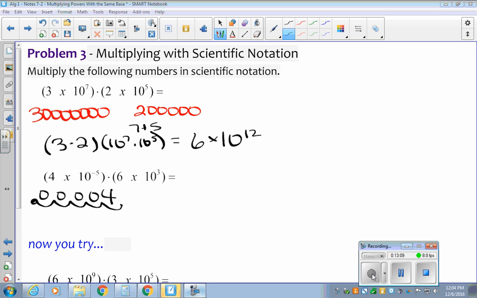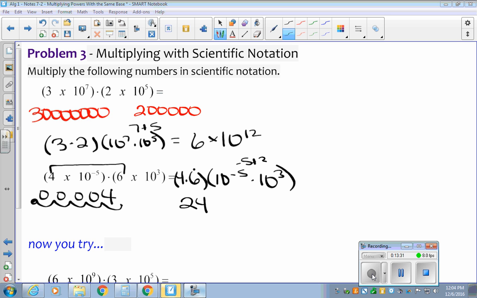So we're going to use the same process here. We're going to put together the 6 and the 4, and we're going to put together the 10 to the -5 and the 10 to the 3rd. 4 times 6 is 24. 10 to the 5th, so we got -5 plus 3, which is -2. And we can't leave it like that.